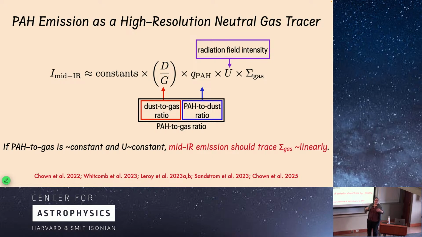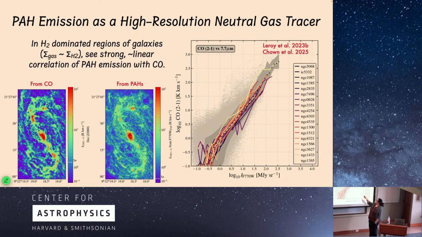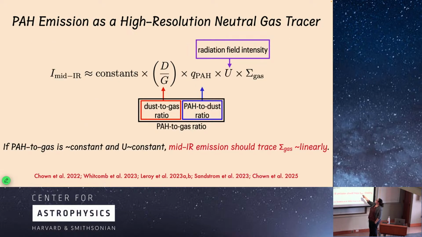So the mid-infrared intensity that we observe then should be just a very simple function of the PAH to gas ratio, the radiation field intensity, and the gas surface density. So if this stays about constant, and we understand what U is doing, we may have a great high-resolution map of the gas surface density. And this actually seems to work, which is cool.